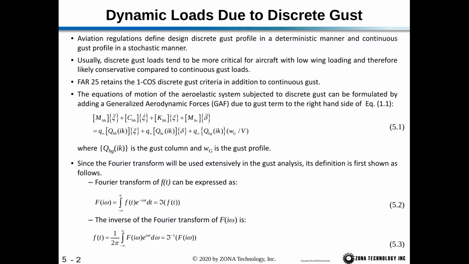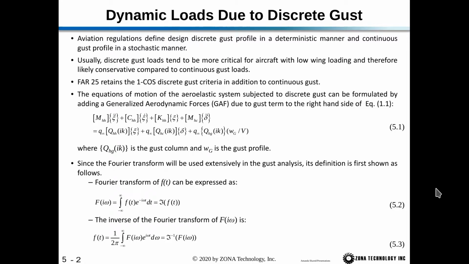And now the equations of motion of the aeroelastic system subjected to a discrete gust can be formulated by adding a generalized aerodynamic force due to the gust term on the right-hand side of equation 1.1, which we saw before. So in equation 5.1, this new gust term is right here, where QHG of IK is the gust column, and then WG here is the gust profile. So when you take WG divided by V, that gives you the induced angle of attack from the gust.